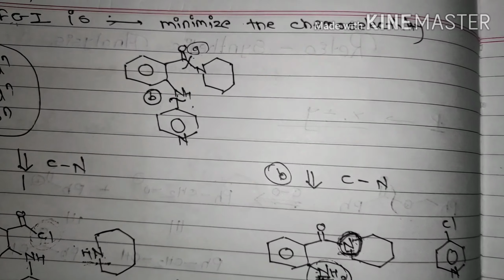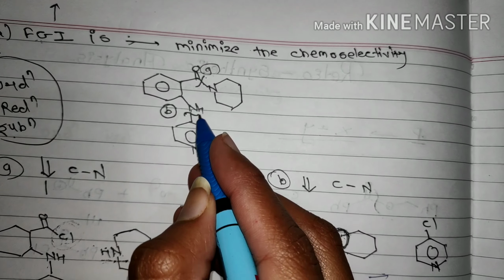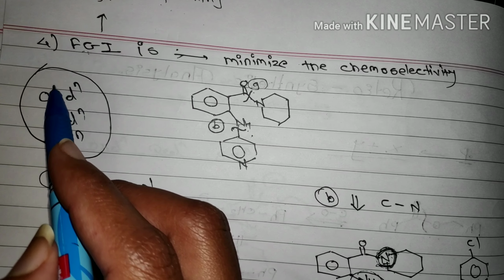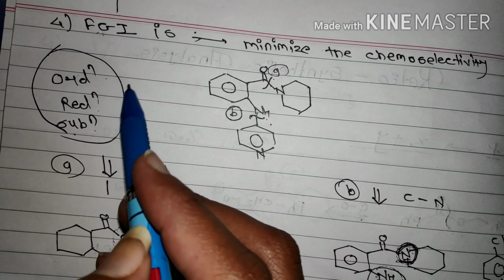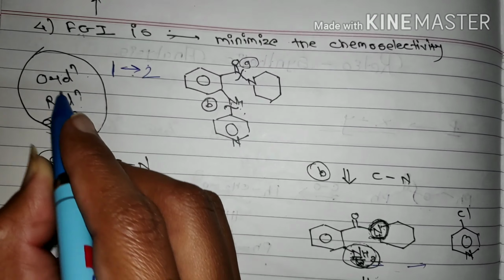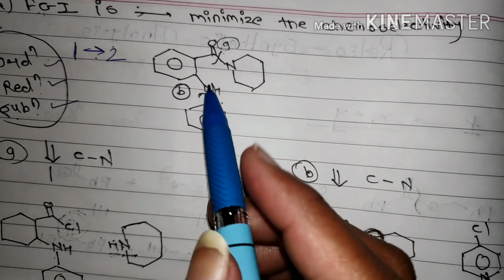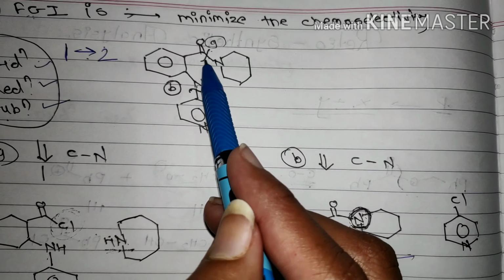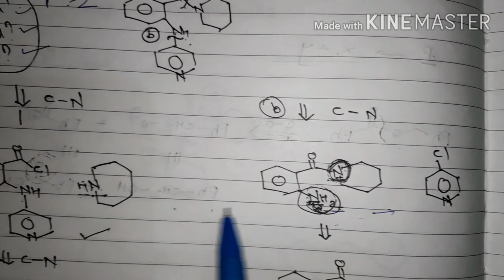In this example, two carbon nitrogen bonds are disconnected. This is the first and this is the second. A functional group can be converted into any other functional group with the help of oxidation, reduction, or substitution. So we disconnect the first bond, the carbon nitrogen bond, in the first route.